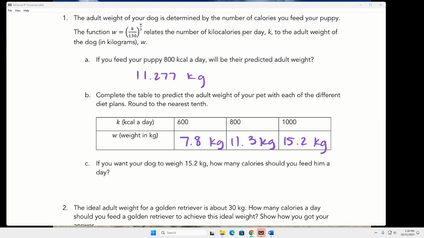Okay, now this next question is really the most important one to me out of all the questions on here. So if you want your dog to weigh 15.2 kilograms, how many calories should you feed your dog? 1,000, yes. So that is what you would feed your dog.